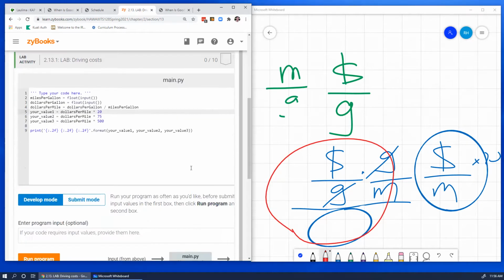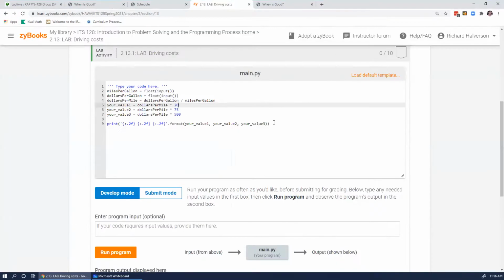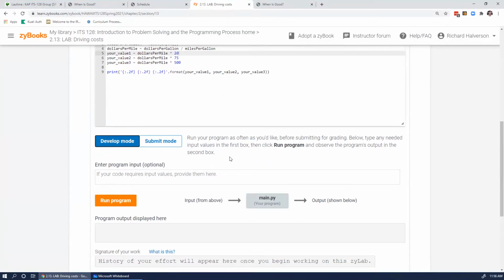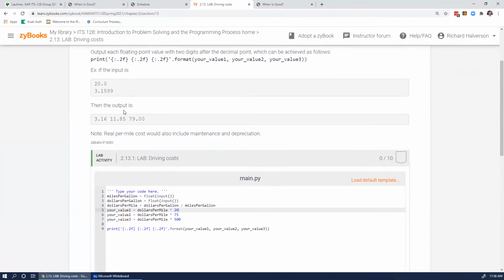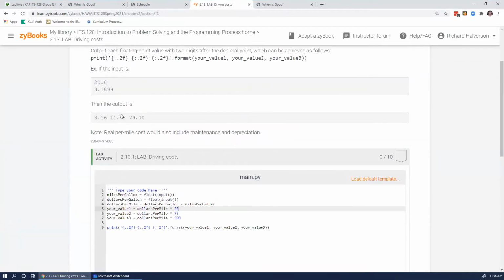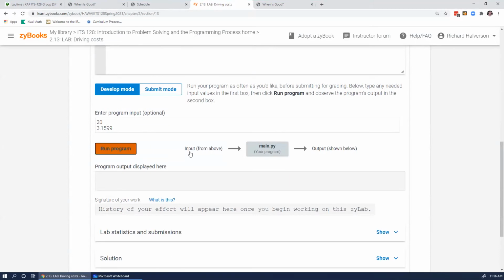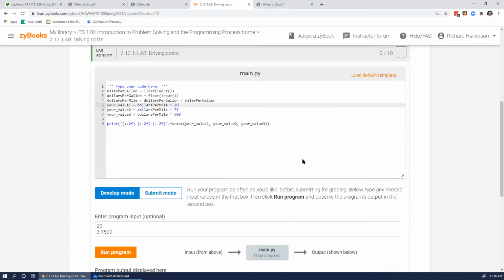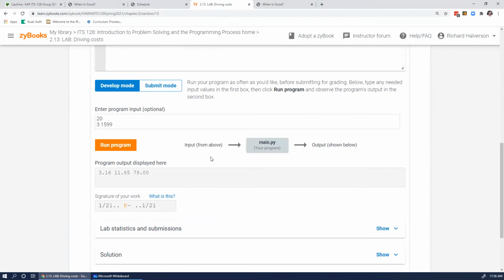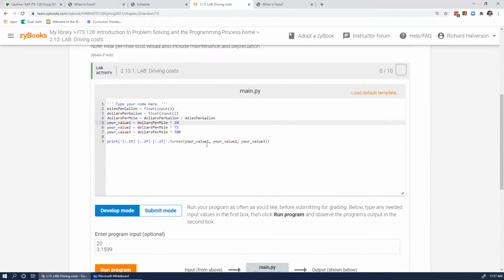All right, so I'm just going to see what this looks like. Develop mode. I'm going to put in these numbers: 20 and 3.1599. Run program. 3.16, 11.85. Looks right. Okay, anyway, you can test that with other things.